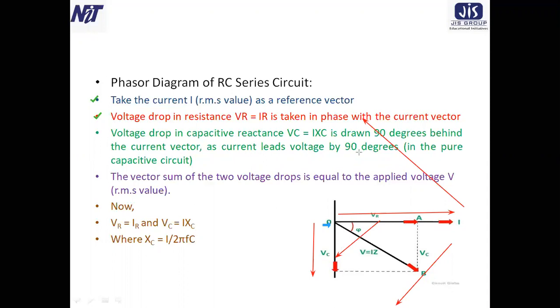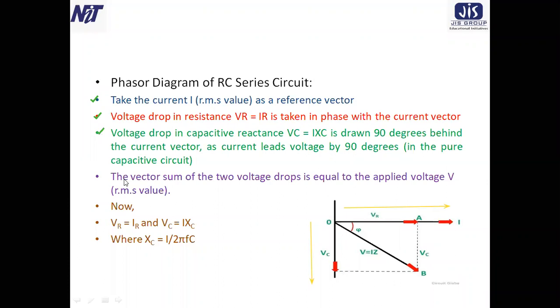as current leads voltage by 90 degrees. And we know that for a purely capacitive circuit, current always leads the voltage by 90 degrees. So in other words, if this is the voltage phasor, then this will be the current phasor. So you can explain this in two ways: the capacitive voltage is lagging behind the current, or the current is leading the capacitive voltage. Both are the same. So this is step 3.